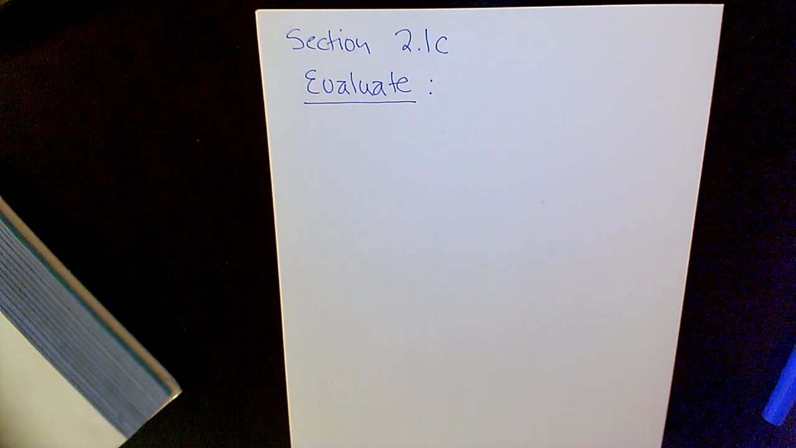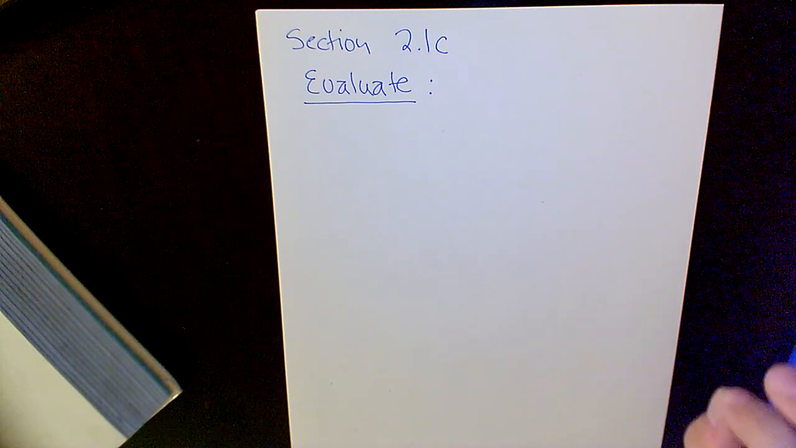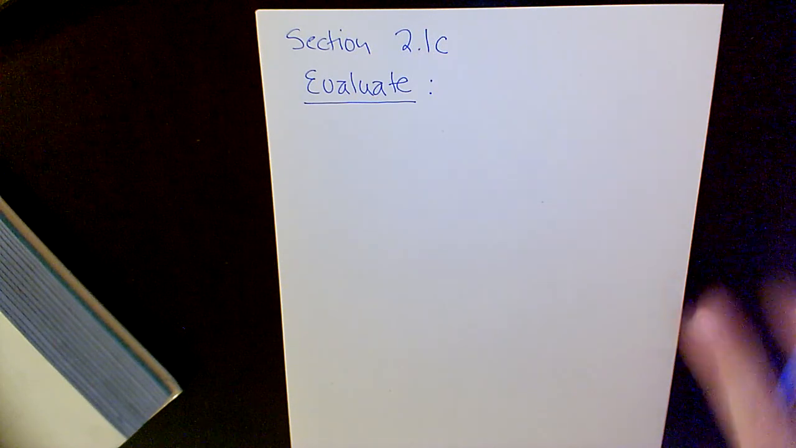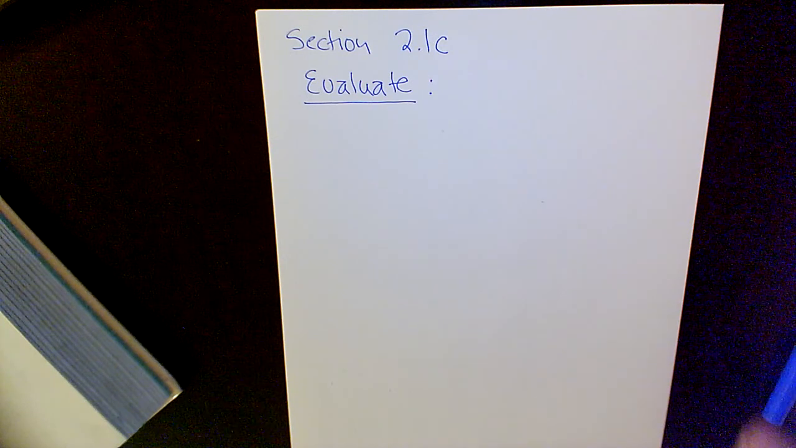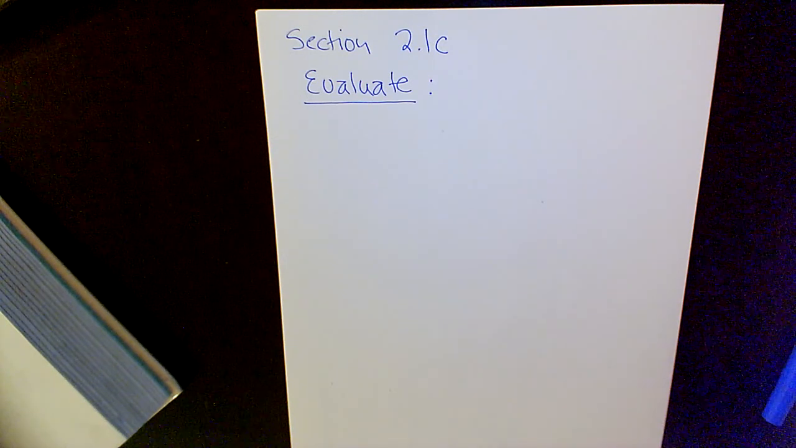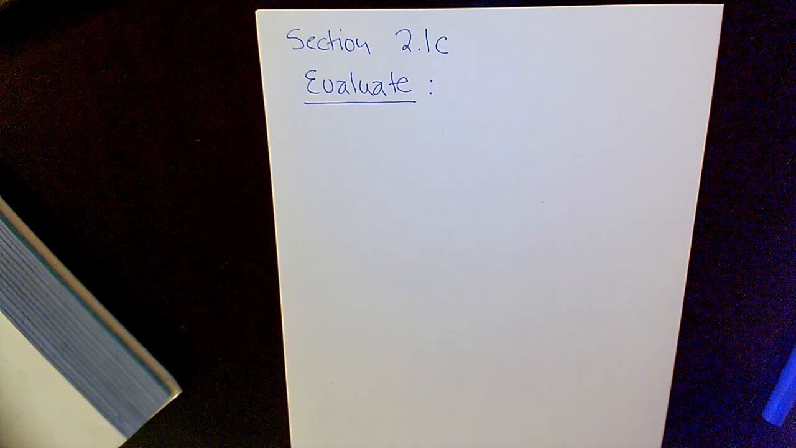Okay, this is section 2.1, part C. We've done unlike and like terms, and we combine like terms. Now in this part of 2.1, we're going to do evaluating. Do we remember what evaluate means?